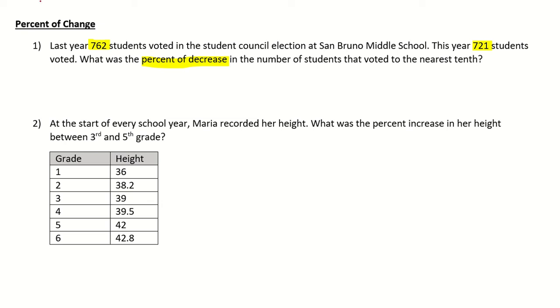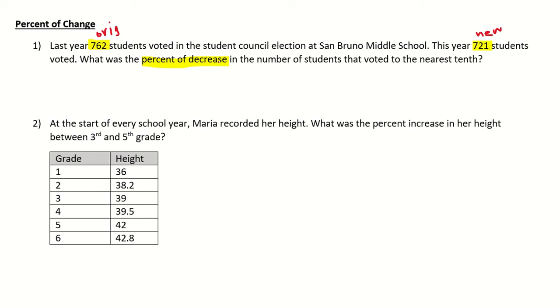Let's label a few things first. Last year 762 students voted, so this was the original amount. Okay, and this year 721 students voted, so this is the new number for the latest year. So we've got original and we have new. I'm going to show you maybe possibly another simpler way how to do these percent of change questions. You've got to label each number as either original or new, and it's obvious which one is which.